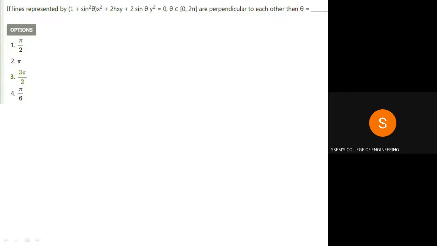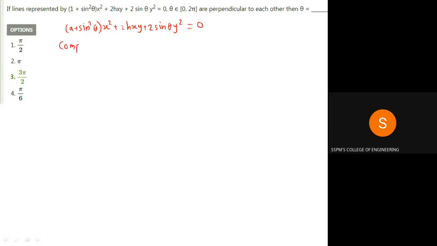So it may seem that this example is difficult, but it is not. You just have to compare it with the standard form. So what is the given equation here? It is 1 plus sine square theta x square plus 2hxy plus 2 sine theta y square is equal to 0.